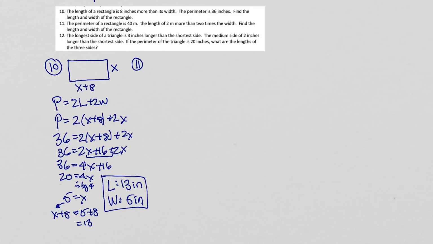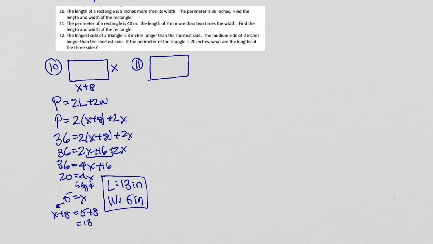Now let's look at 11 here. We've got the perimeter of a rectangle is 40. So we're looking at the perimeter of a rectangle. So right away, I'm going to draw a rectangle. And here's what I know. The length is 2 more than 2 times the width. Find the length and the width.